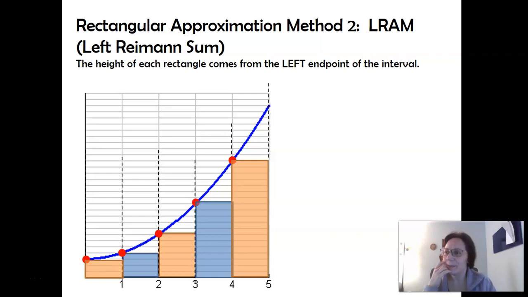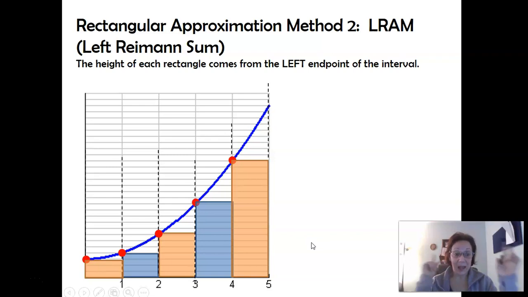But it's a little more challenging than you might think to draw the rectangles correctly and consistently line up on the same side, especially when you have a curve that's going up and down. So we want to get a little bit of practice with that.